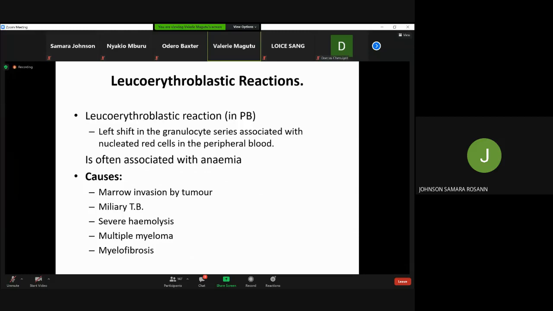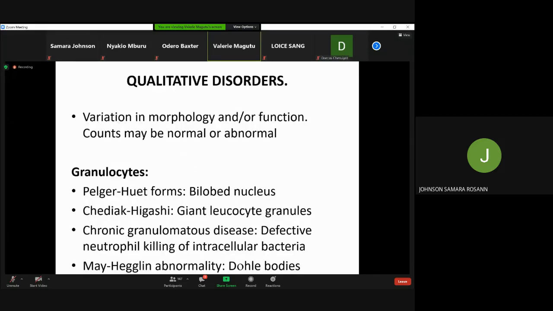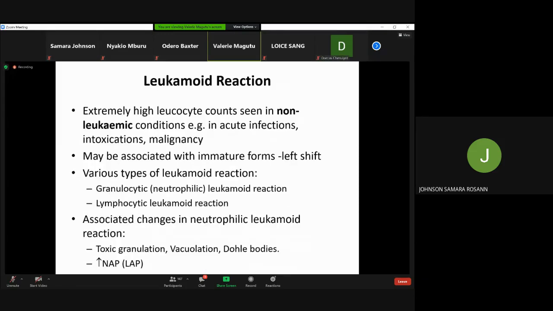So the main issue for the leukemoid is that you need to differentiate it to make sure that it is truly reactive and not clonal, that it's not a leukemia, but really a reactive process to whatever else is going on in the body.